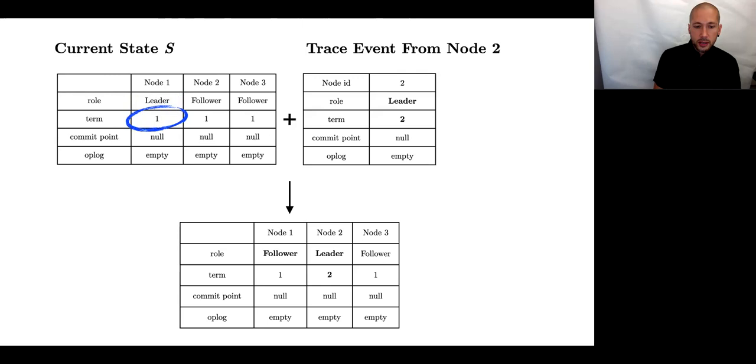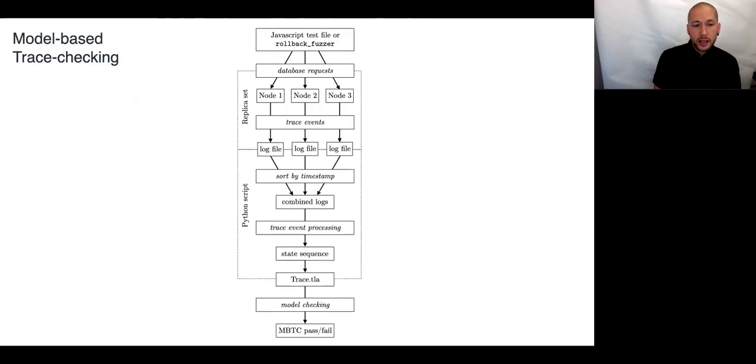Notice here, the Python script makes an assumption that if there's a new leader, then the previous leader is instantly a follower. This is actually a lie. In fact, two leaders may coexist for a short period in different terms. This assumption is going to be a problem, and I'll explain that in a minute. That's the first part, the first stage of this pipeline that I wanted to describe.